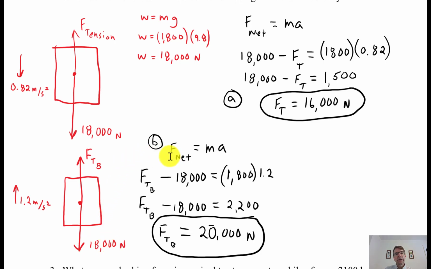So we apply Newton's second law, F net equals ma. Once again, to be consistent, take the big force minus the small force. I know it's accelerating up, so F tension B, and you could even leave off the subscript B here and you'll be fine. But we are on part B. Big force minus the down force, up force minus the down force, equals the mass, 1,800 times our known acceleration of 1.2. So 1.2 times 1,800 is 2,200. And once again, if you want to do 3 sig figs, you get 20,200 newtons.